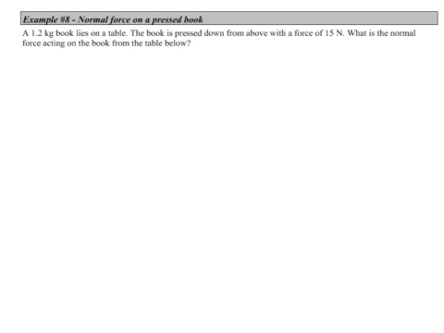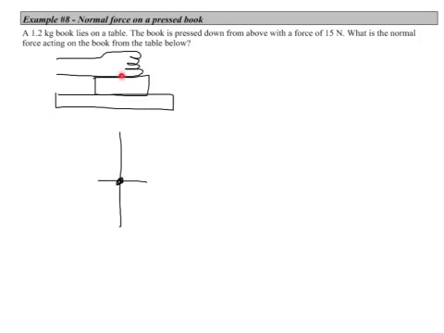So one final example: if we have a 1.2 kilogram book lying on a table, and the book is pressed down from above with a force of 15 newtons, we want to figure out the normal force acting on the book from the table. Here's our book on our table being pushed down from above by a hand. We then have a weight force pointed downward.